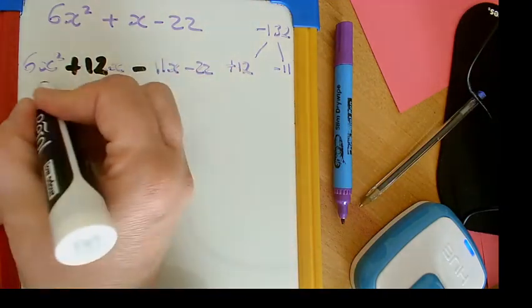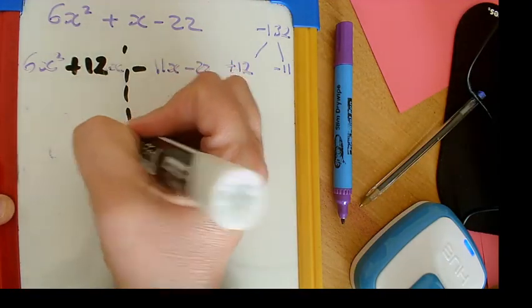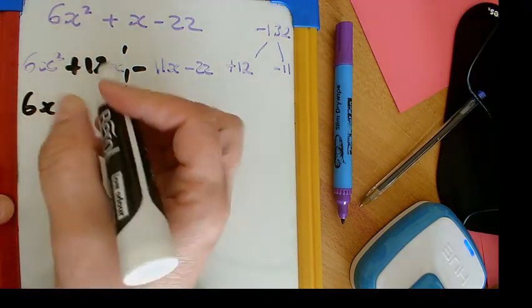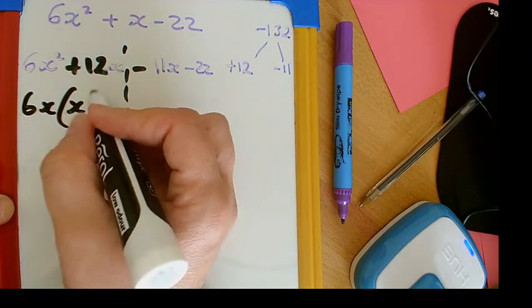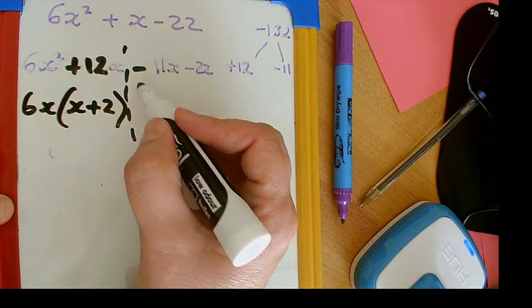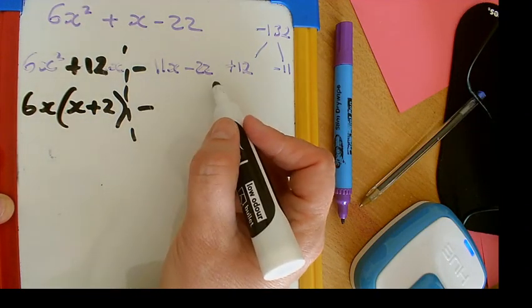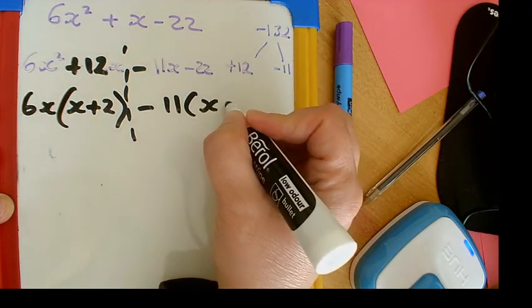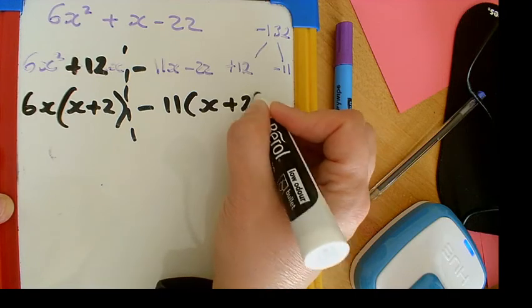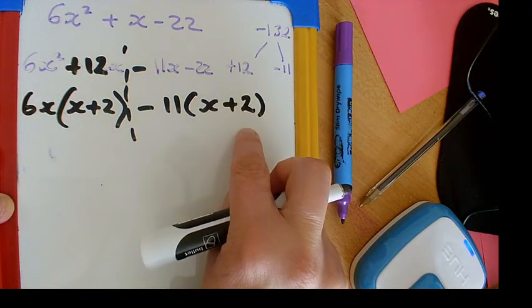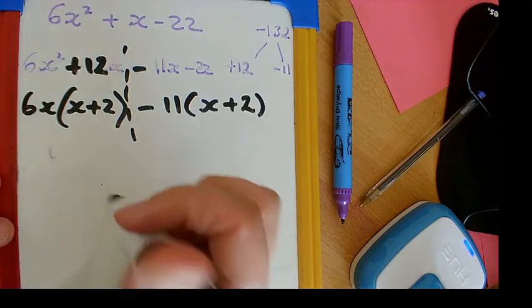Now, I'm going to do the same thing I did before. What goes into these two? A 6 and an x. What am I left with? An x plus 2. There's that minus. What goes into 11 and 22? 11. And what am I left with? X plus 2. Have to change that sign again. Ooh, we have the same bracket. Woohoo! We know we're right.